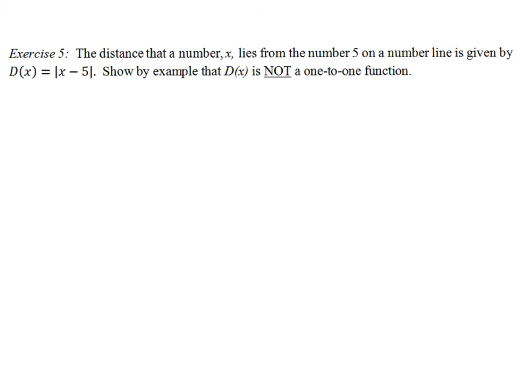For the last exercise, you're going to need to take a minute and write the exercise into your note packet where it says exercise number 5. We're going to be talking about the function d of x, which is equal to the absolute value of x minus 5. And we're going to show by example that d of x is not a one-to-one function. If you need to, pause the video so that you've got a minute to write this down and then come back when we're ready to solve.